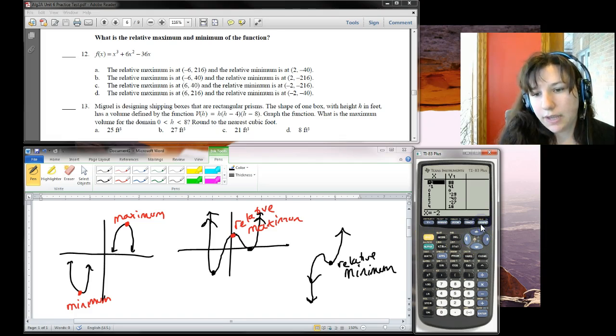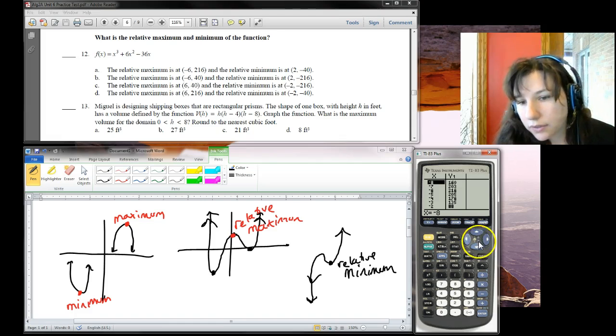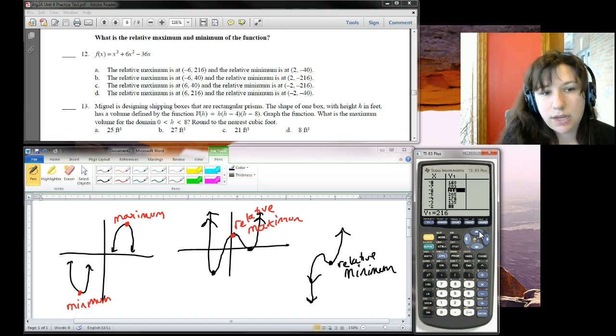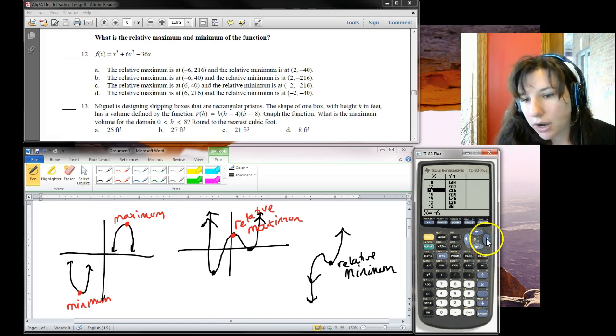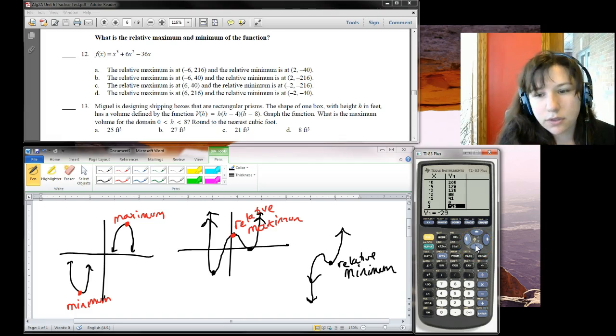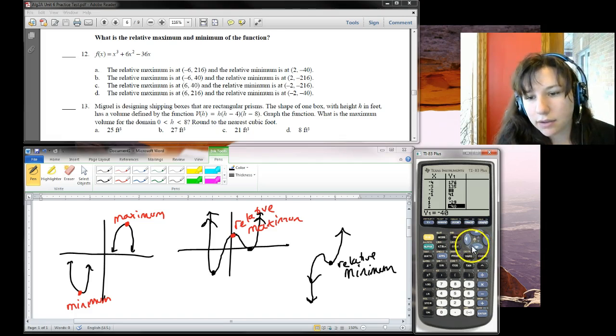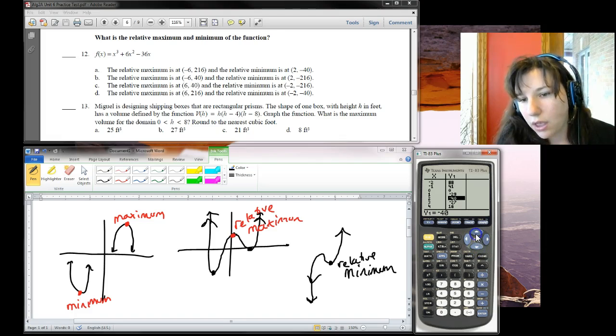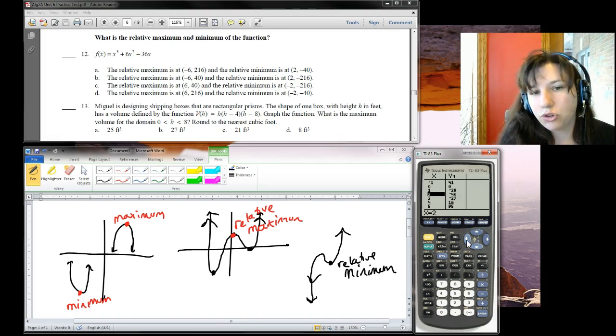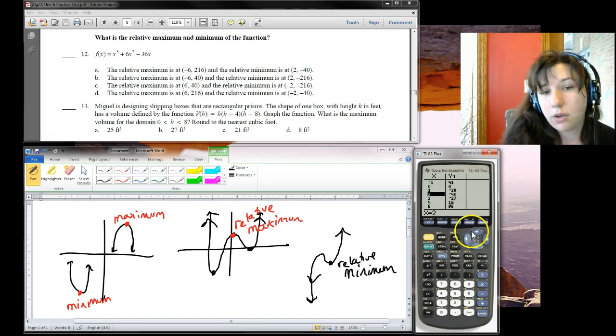You also could just go to your table. If you're following along, you can see here how your numbers go up to 216 and then they start going back down again. So 216 is my maximum. The x is at -6. And if you want to look at the minimum, you're asking where the numbers are lowest. So they go down to -40 and then start coming back up again. So the other one would be at x is 2, y is -40. So I'd go with A there.